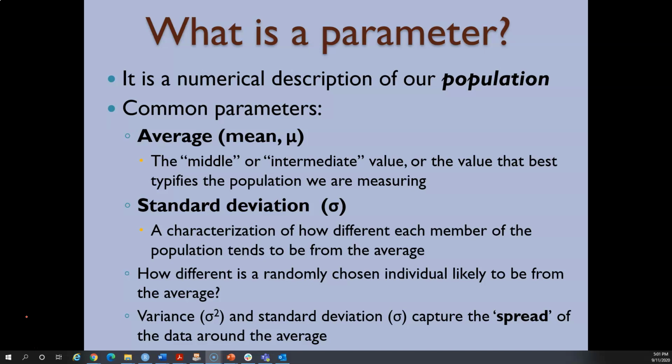Another parameter is variance. Variance and standard deviation are very interchangeable terms. They don't mean the same thing, but they're very related. Standard deviation is the square root of variance. Both of them effectively capture the spread of the data, how far each data point spreads around the mean. That's what it tells you. Very simple stuff.